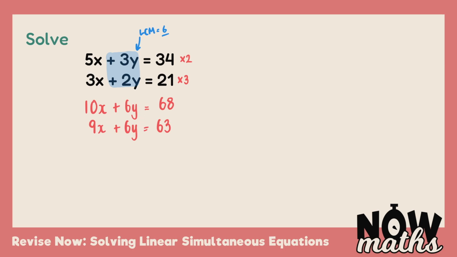So to eliminate this term, we're going to subtract the second equation from the first. So starting off with 10x subtract 9x, that gives us 1x or just x. Then 6y subtract 6y is 0, which I won't write down. Carry our equals sign down, and 68 subtract 63 is 5. So straight away this gives us that x must equal 5.